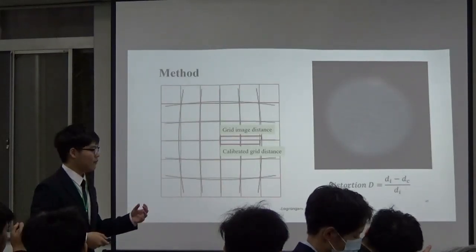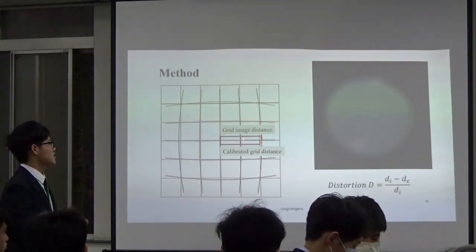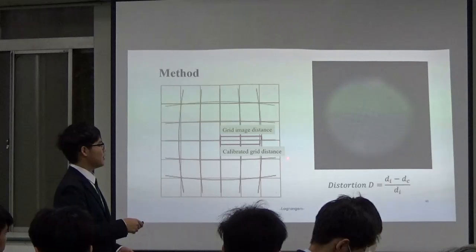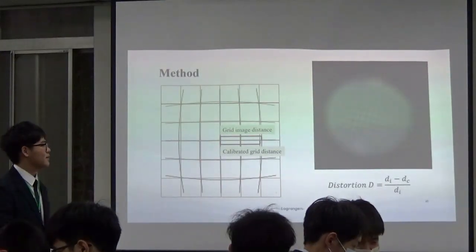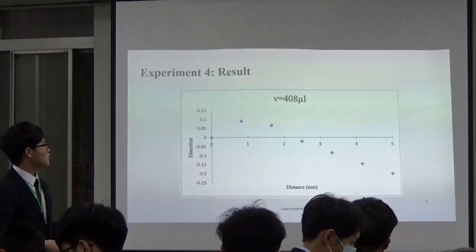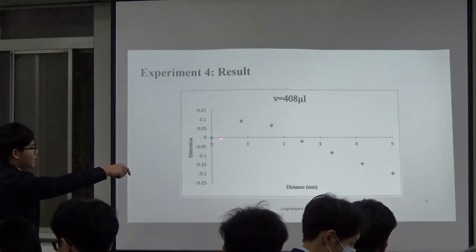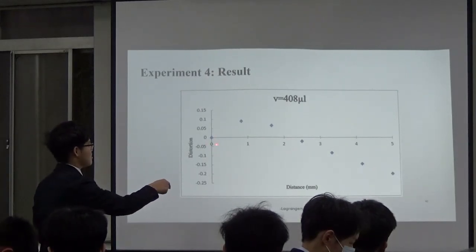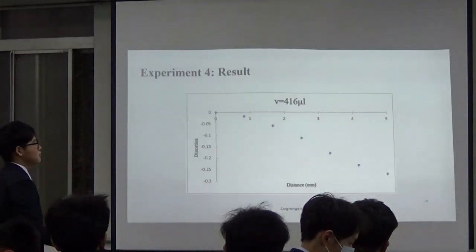Our method of measuring the distortion is subtracting the calibrated grid distance from the grid image distance, and we can get the distortion rate, which might sometimes be negative and sometimes be positive. So this is our experimental result. We can see that the distortion gets pretty big when the distance is farther away from the central point.